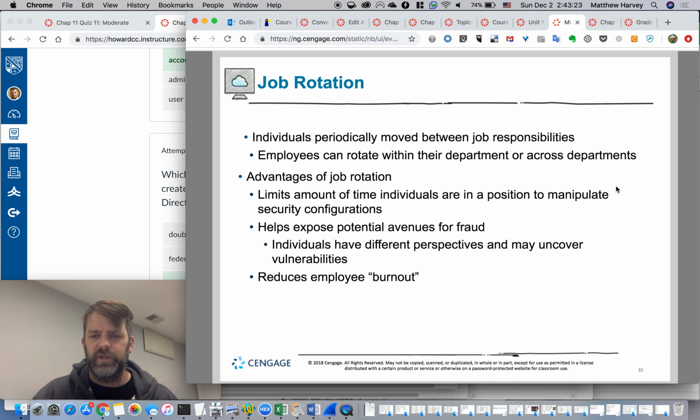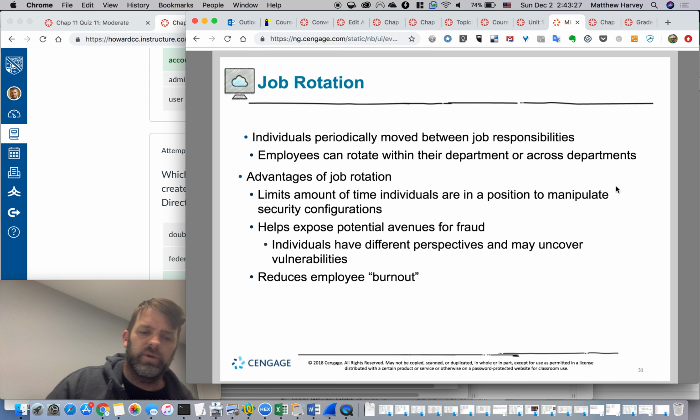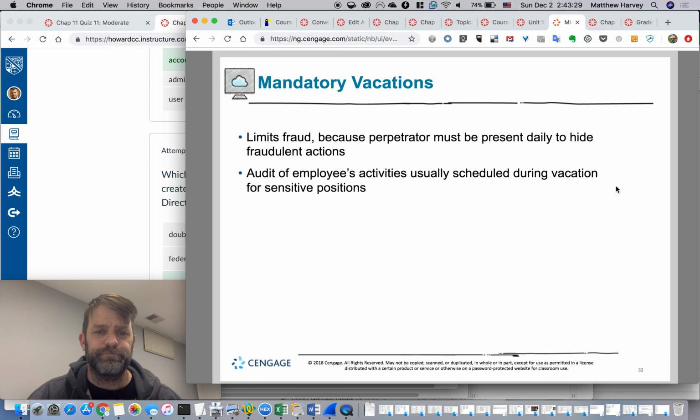And also job rotation is just good for the employees. If jobs are boring, you rotate, you change it every once in a while, so you're doing different things. Mandatory vacations are another way of accomplishing the same thing. Basically you tell people that, hey, you have to take at least one full week off of work every year. And while you're gone on vacation, we're going to have Bob do your job for you while you're gone.